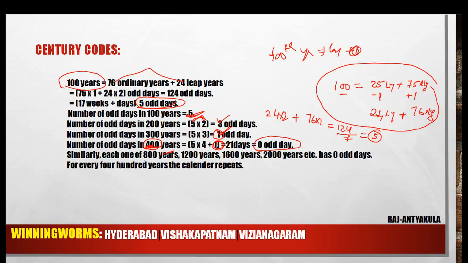Similarly, for 800 years, the number of odd days is 0. For 1200 years, 0. For 1600, 0. For 2000 years, 0. Simply, for every 400 years, the calendar repeats.